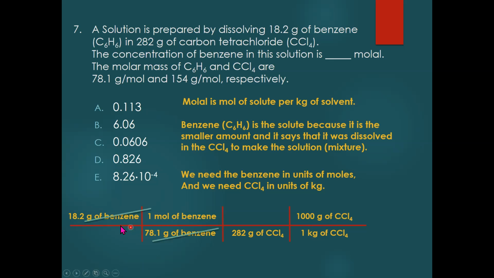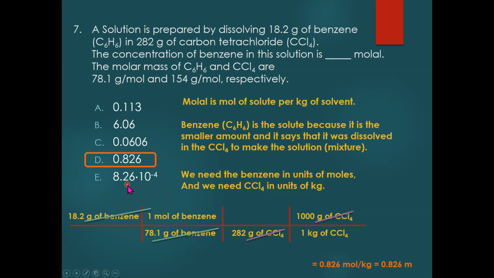I'm going to show you how my units cancel out. So my grams of benzene cancel out. My grams of carbon tet cancel out. Now I'm left in units of moles of benzene per kilogram of carbon tet. So that's the same as molal. When I put this in my calculator, this is where I'm getting the 0.826. 0.826 moles per kilogram, and that is little m, molal. So this is how I'm getting D as the correct answer for number 7.